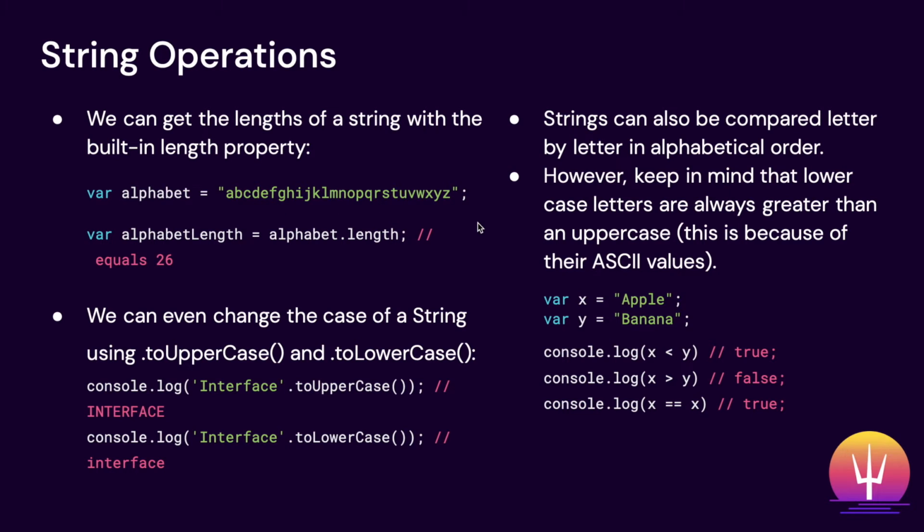And strings can also be compared letter by letter in alphabetical order, but you have to keep in mind that lowercase characters are always greater than the uppercase characters, and this is because of the ASCII value. So if you're not sure exactly which letters correspond to which value, you can definitely just look up the table. So for example, if we used our variable x, which is equal to apple, and our variable y, which is equal to banana, if we wanted to compare if apple is less than banana, we would get back true because the ASCII value of uppercase A is 41, where the value for uppercase B is 42. So this is true where apple is less than banana.